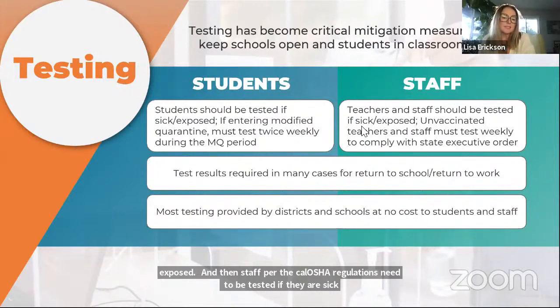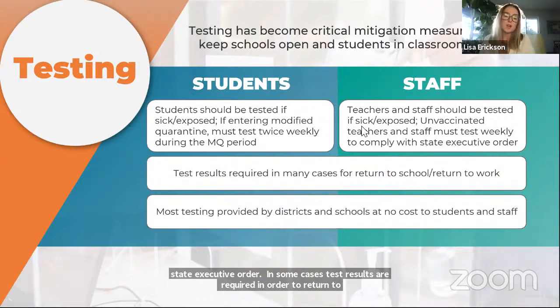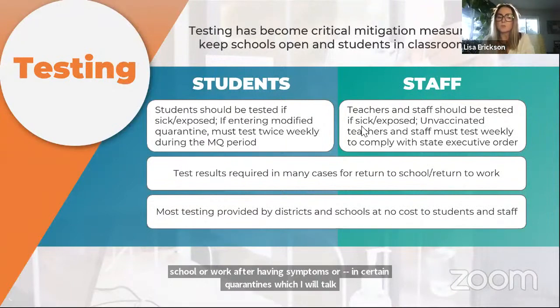And in some cases, test results are required in order to return to school or work after having symptoms, or in certain quarantines, which I'll talk a little bit about. And most testing is provided by districts and schools at no cost to students and staff. Next slide, please.